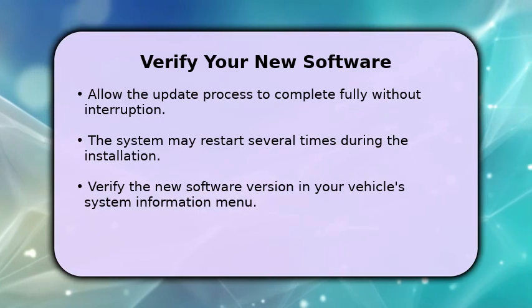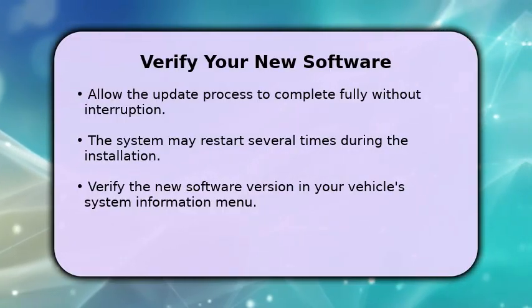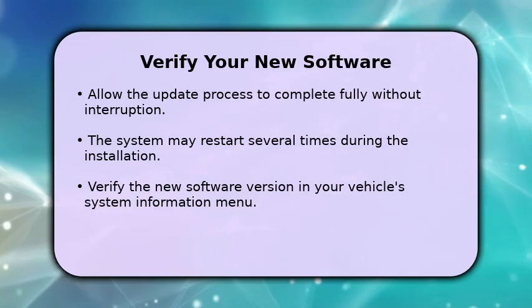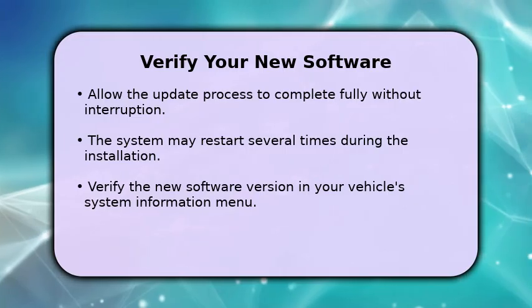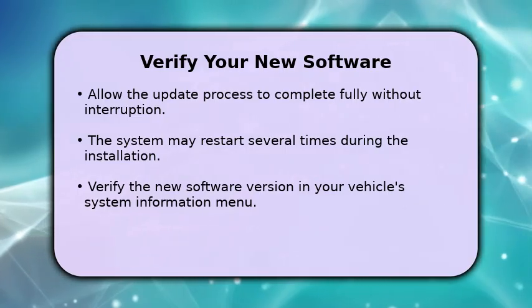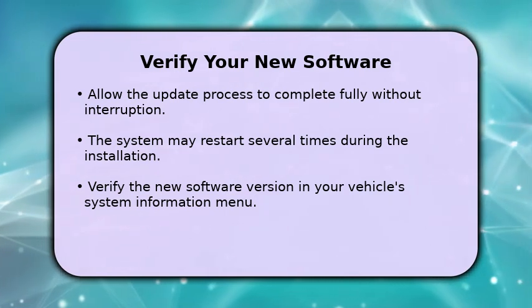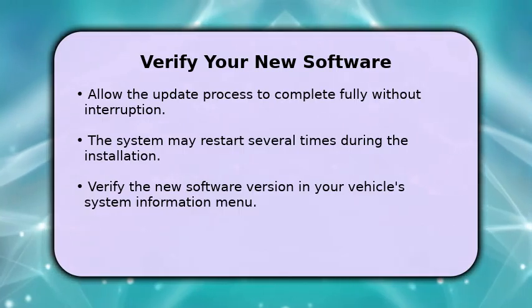After the installation is complete, allow the system to restart as needed. It might restart several times, which is normal. Once everything is back up, navigate to your vehicle's system information menu on the infotainment screen. Here, you can verify that the new software version has been successfully installed. Enjoy your updated Kia Optima with the latest features and improvements.